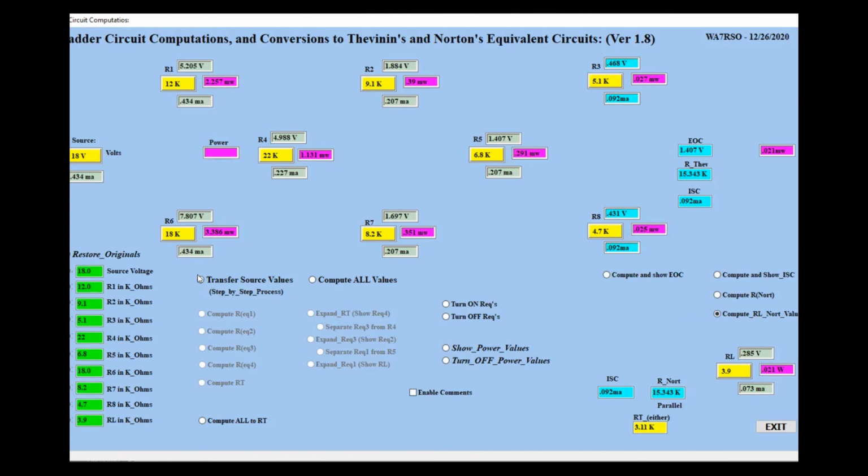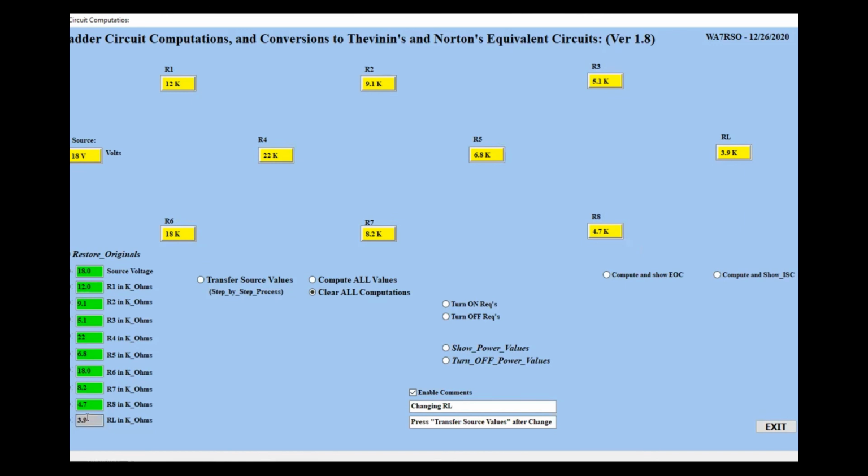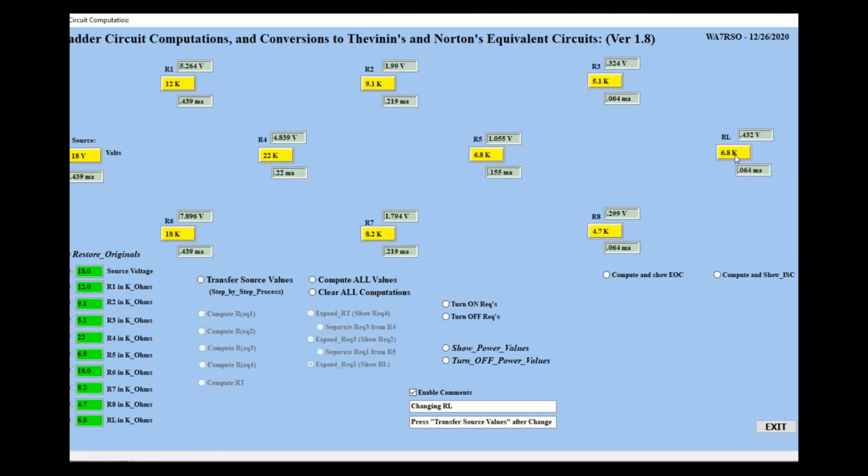Now, what you can also do, let's see, let's do one more thing. Suppose that, as the instructor says, I want to change this 3.9K to something else. Well, here it is right here, 3.9. You can't change it there, but look here. You click on the button in front that turns gray. Now I can put in 6.8. Come up here and transfer those values, and I can compute all values. And there we have our 6.8K and a whole new set of readings.